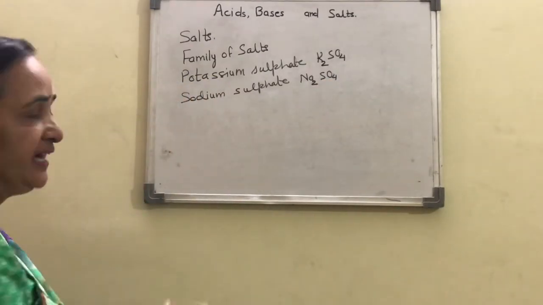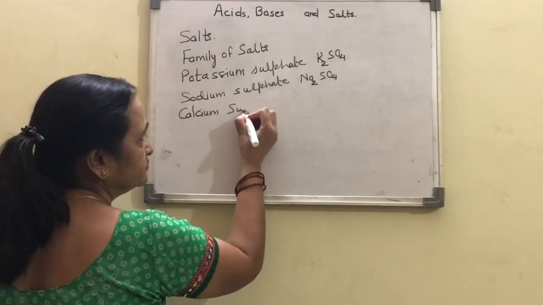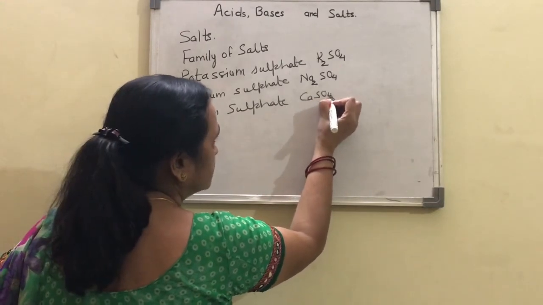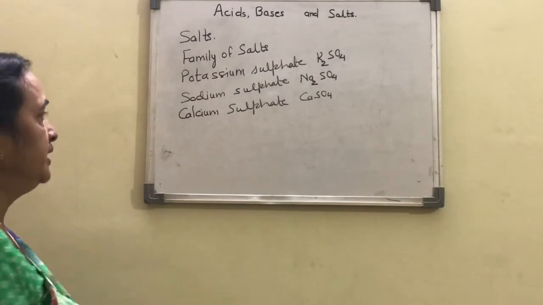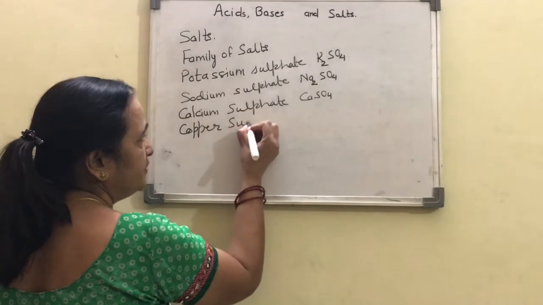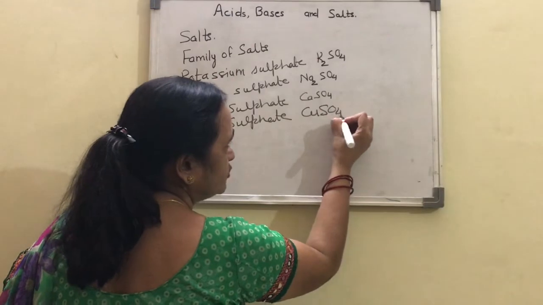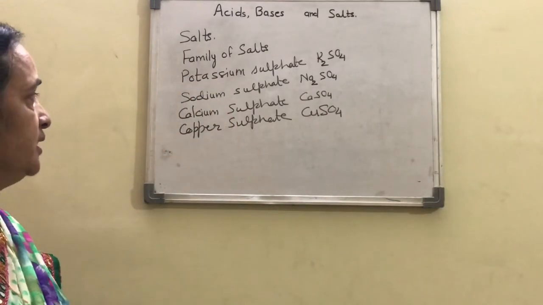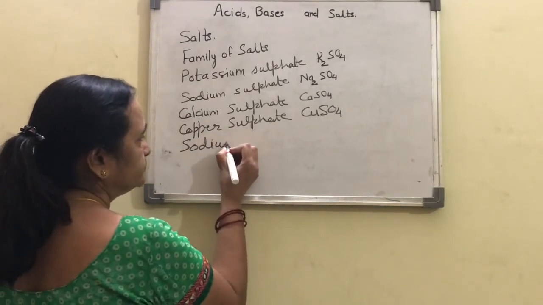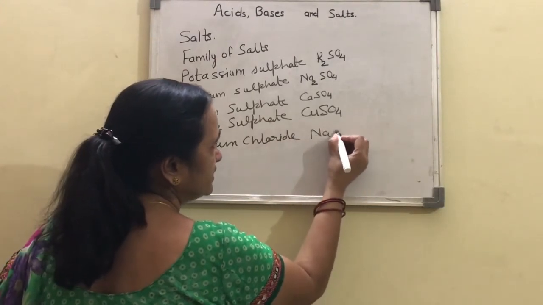Then we take calcium sulfate. What is the formula for calcium sulfate? Calcium sulfate is Ca2SO4. Now take any other compound, like you take copper sulfate. Formula for copper sulfate is CuSO4. Then take any other salt. Suppose we take sodium chloride, that is NaCl.